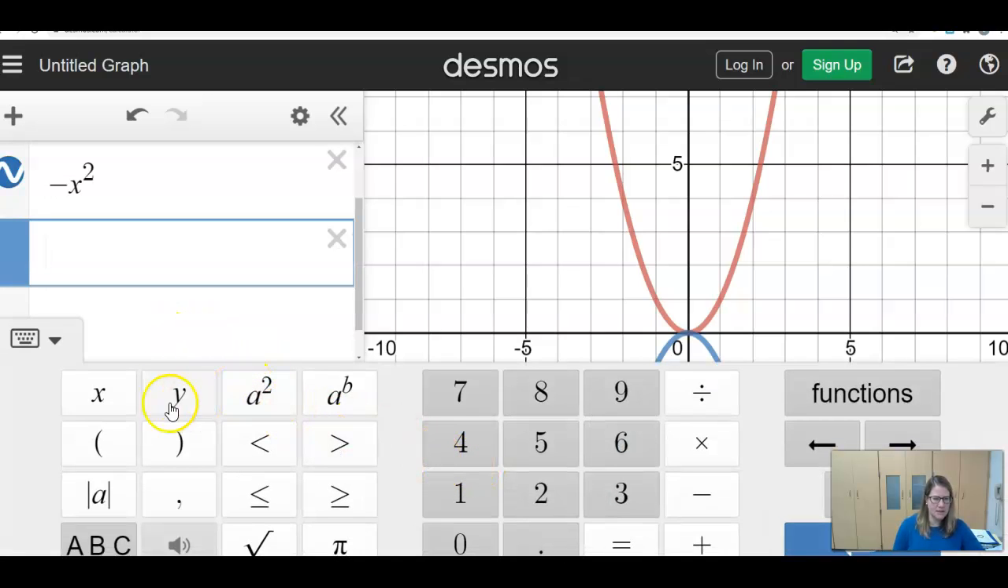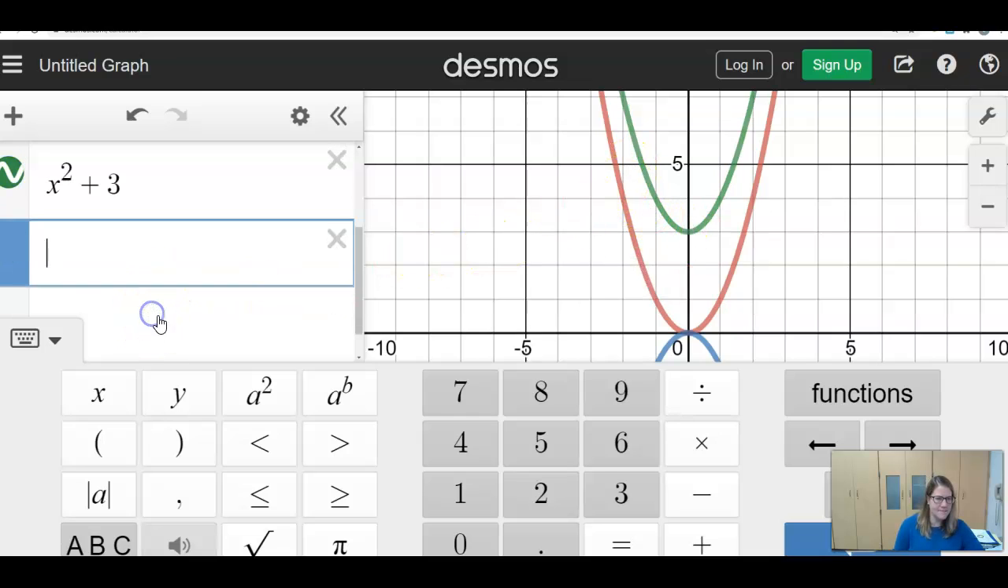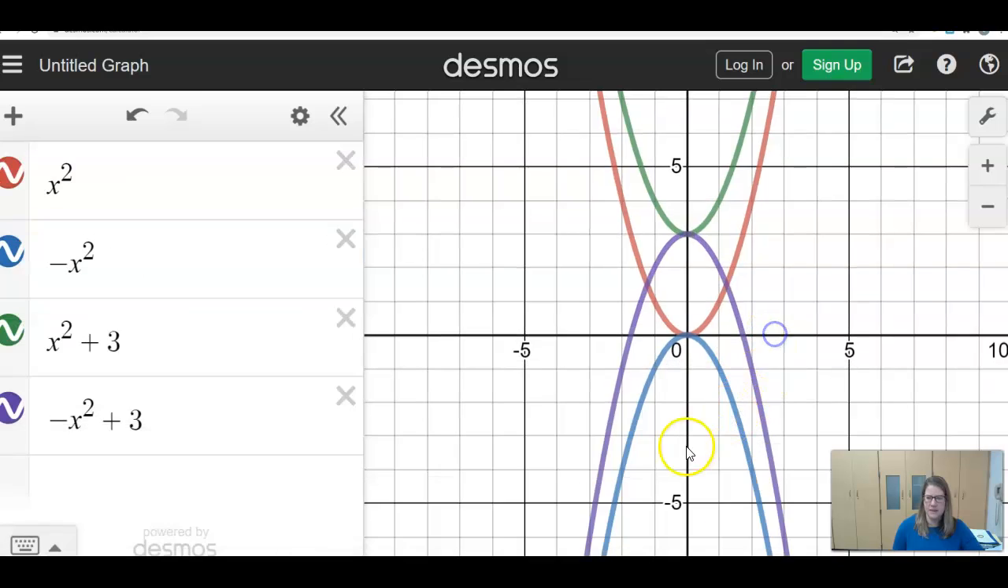If I do x squared and I add 3 on the outside, it should go up 3, right? So here, it's the green one. Now if I put a negative in front of that, so negative x squared plus 3. Notice it flipped it, and it flipped it in the y direction, although notice that it didn't flip it across the y-axis, because if it did, it would have been down here. So basically it flips first, and then you move it up 3. So flip it, move it up 3.